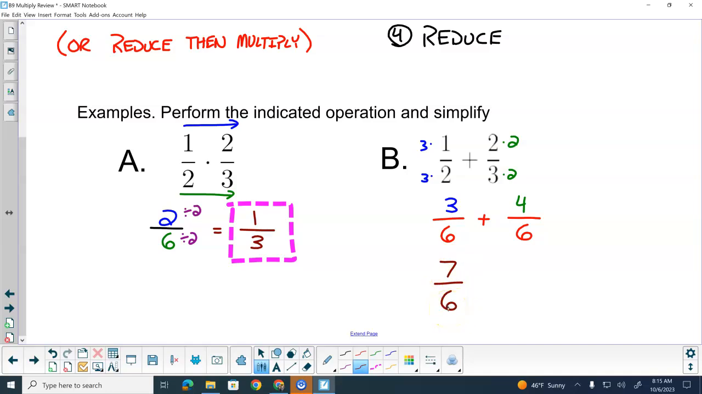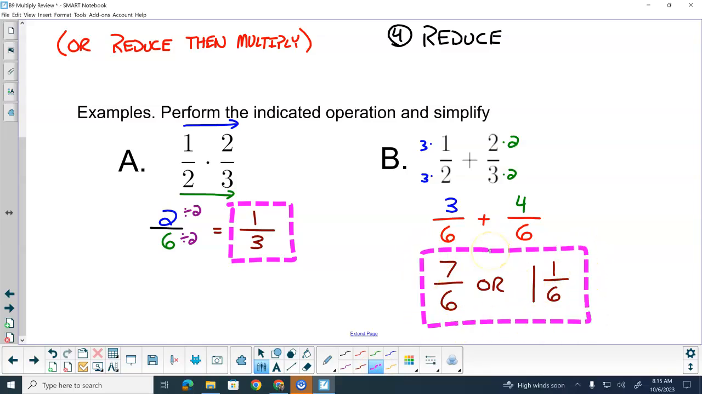Okay, improper fraction, right? So how many times does 6 go into 7? Once. What's left over? 1/6. Okay. Either one there. Yes? Questions, comments, concerns, clarifications? None? No, right.